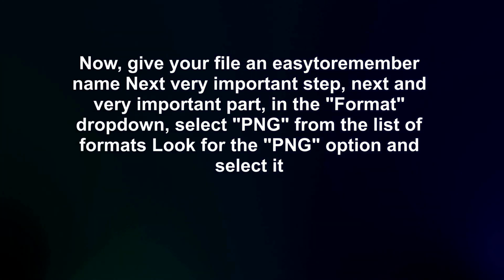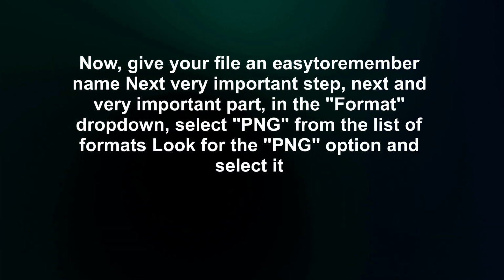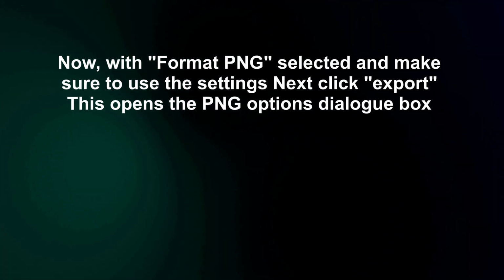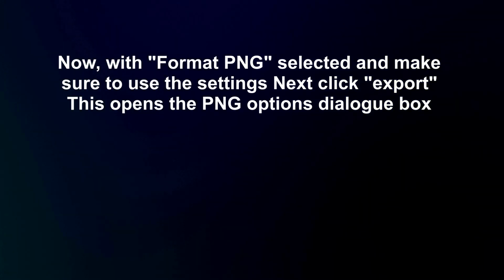In the Format drop-down, select PNG from the list of formats. Look for the PNG option and select it. Now, with Format PNG selected, make sure to use the settings. Next, click Export. This opens the PNG Options dialog box.